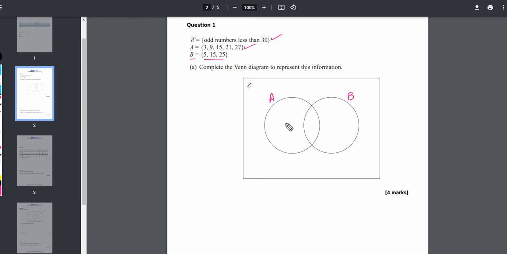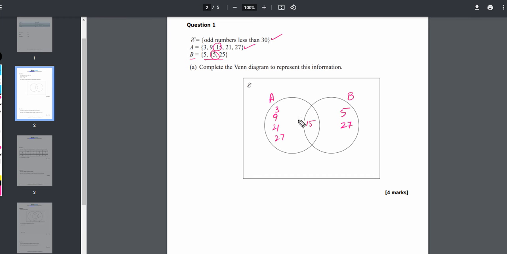So let's just choose the common ones. As we can see over here we have only 15 as common, so I'll write 15 over here, and then in A I'll be left with 3, 9, 21 and 27, and in B I'll be left with 5 and 25. Now all the remaining ones that are odd numbers but less than 30, that will be outside this A and B.